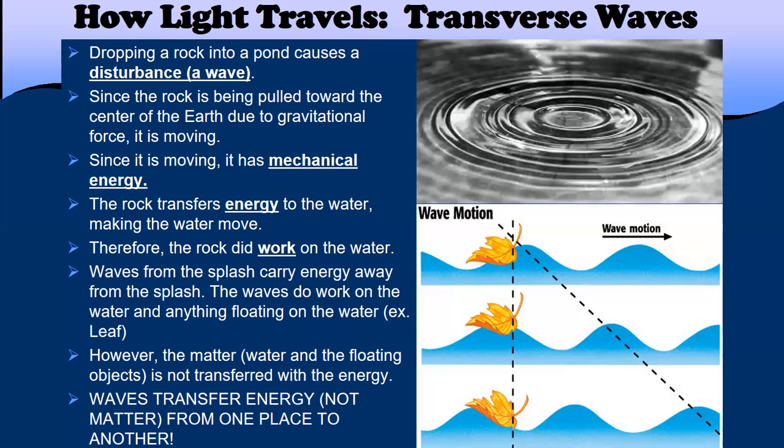Okay, now when the waves splash, they carry energy away from the center where you drop the rock. Now those waves do work on the water and anything floating in the water. So for example, if there's a leaf sitting there and the rock was dropped close by, and those ripples, those waves, carry that leaf and move it further out, then we say that those waves did work on the leaf. Okay, it transferred the energy to the leaf. Now, however, the matter, the water and the floating objects, is not transferred with the energy.